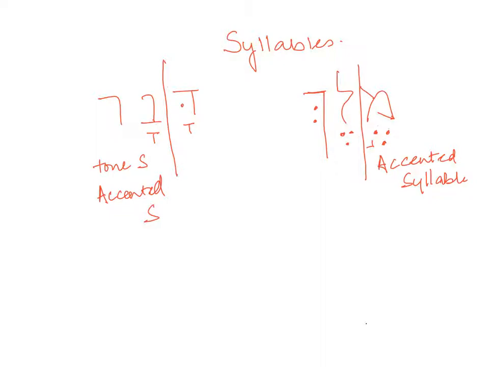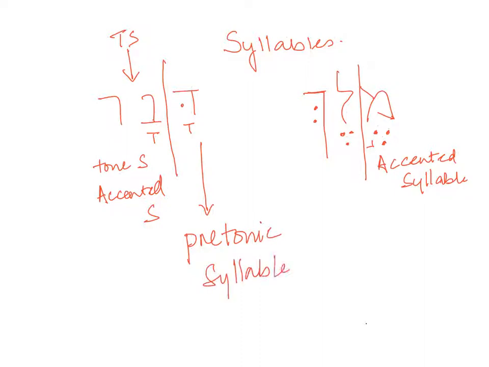Now, the syllable before the accent is called a pre-tonic syllable. So let me go to davar again. If this is the tone syllable, then this is the syllable that is before the tonic syllable, so it's called a pre-tonic syllable. It's easy to remember because pre is before the tone syllable.